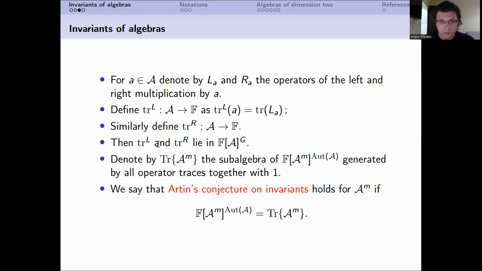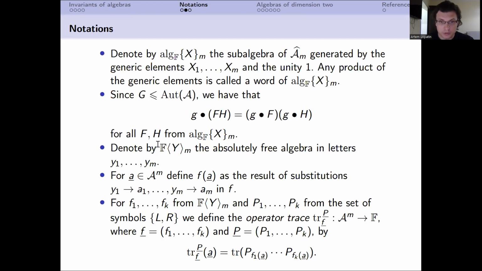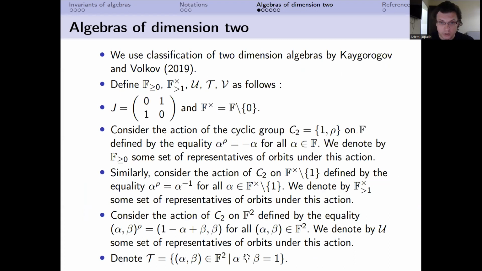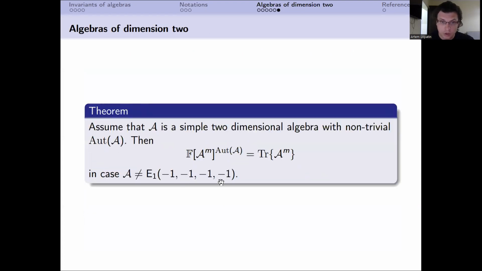Another remark about these algebras of invariants. If we come back to this operator trace, this general definition depends on a sequence of operators of left and right multiplication. In our case, it's always enough to take just one operator, the operator of left multiplication or the operator of right multiplication. We don't have to consider compositions here. It is probably because we have dimension 2, and this case is still open. We don't know what's going on here.